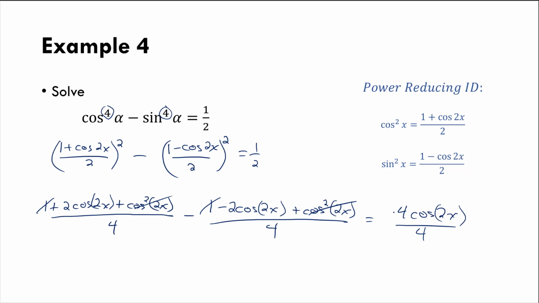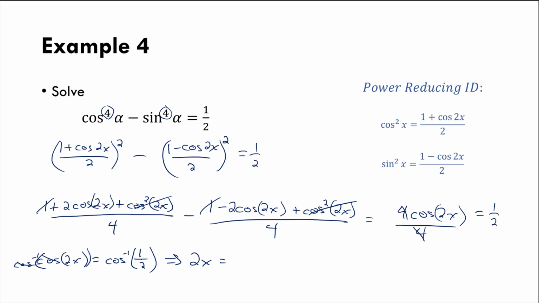So when I reduce my 4's, I've got cosine of 2x is equal to 1/2. I'll write that down here. Cosine 2x is equal to 1/2. And we're solving for x, so we need to take the inverse cosine of both sides. My cosines will cancel each other out, so that leaves me with 2x on the left-hand side equal to the inverse cosine of 1/2.